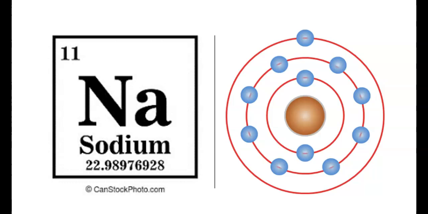For example, look at this image showing the information found on the periodic table for sodium. Sodium has an atomic number of 11, which means it has 11 protons. Below the chemical symbol, we see a number, 22.98976928. This is the atomic mass. Round up to 23 to get the atomic mass number. Now, subtract 11 from 23 to get the number of neutrons. 23 minus 11 equals 12, so sodium has 12 neutrons.